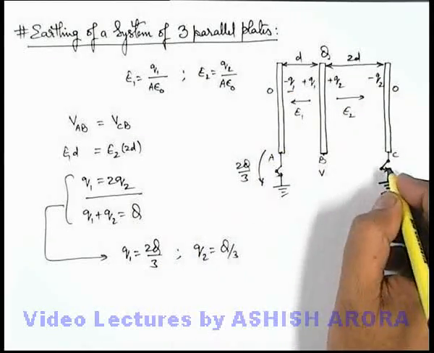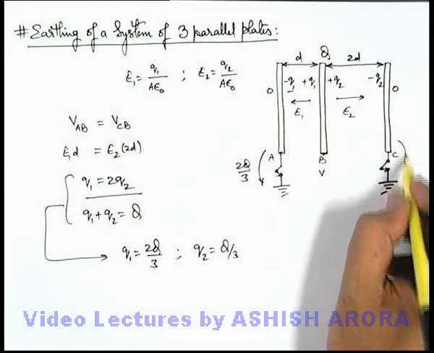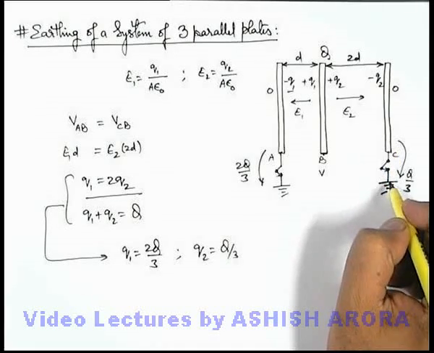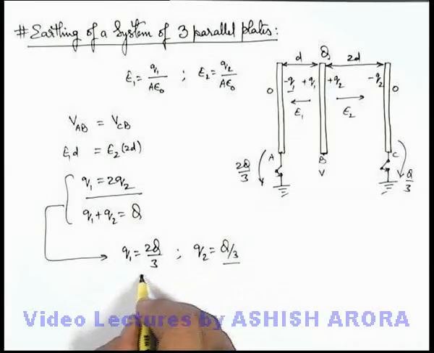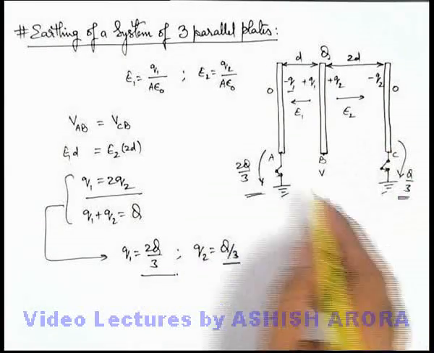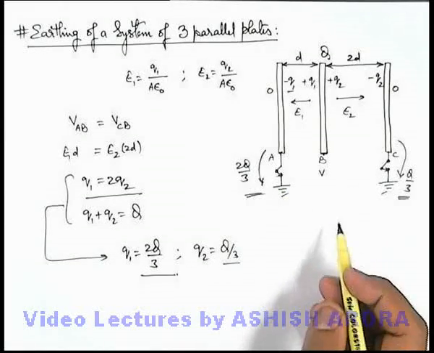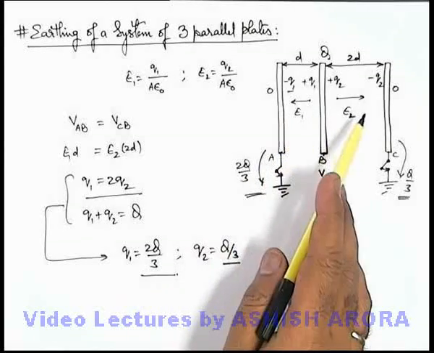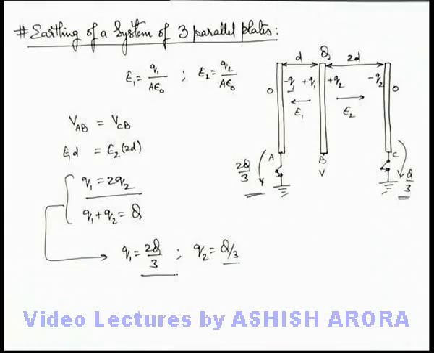And on plate C, on closing the switch, as initially it was uncharged, a charge of Q by 3 is flown from plate to earth. That's why the final charge on plate C is minus Q2, which is minus Q by 3. So these are the charges which are finally flown to earth due to earth connection. This is quite an important illustration to understand how the charge distribution takes place on a system of parallel plates if one or more plates are connected to earth.